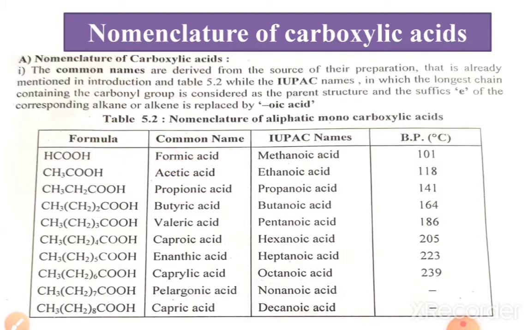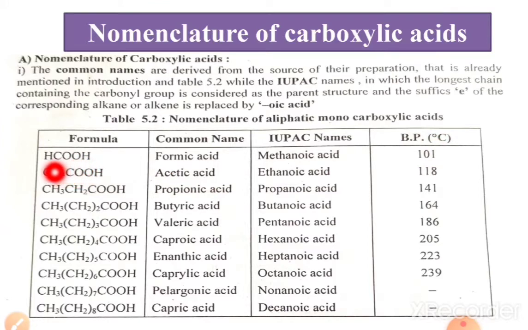In case of the IUPAC name, first we have to select the longest chain that contains the carboxylic group. Second, the suffix E of the parent structure, that is, of the corresponding alkane or alkene, is replaced by OIC acid. Here the tables give the nomenclature of aliphatic monocarboxylic acids, with common names and IUPAC names along with boiling points.